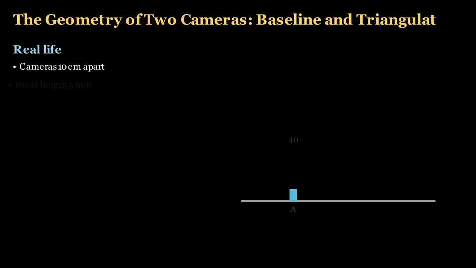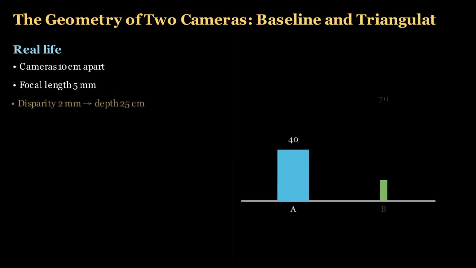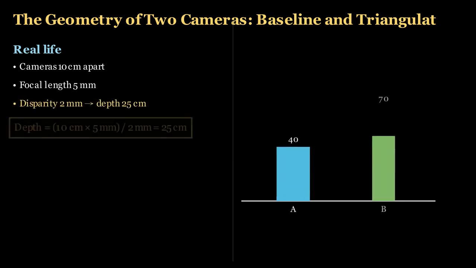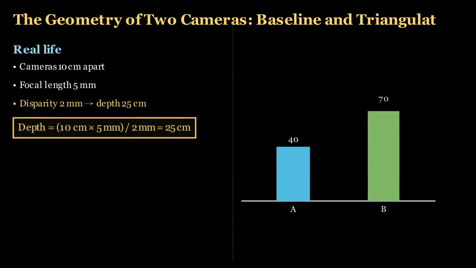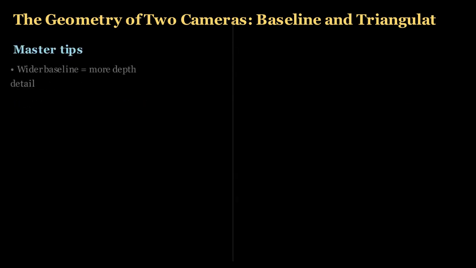Our cameras are 10 centimeters apart, with a 5 millimeters focal length. The toy shifts 2 millimeters between images. Using the formula, depth equals 10 centimeters times 5 millimeters, divided by 2 millimeters. That's 25. A wider baseline gives better depth resolution.